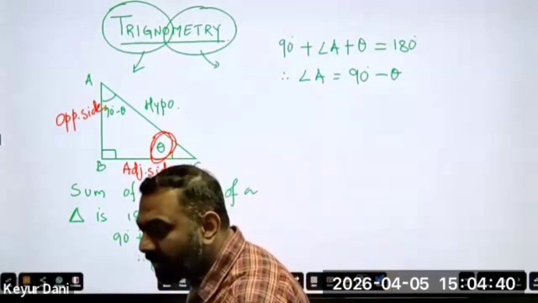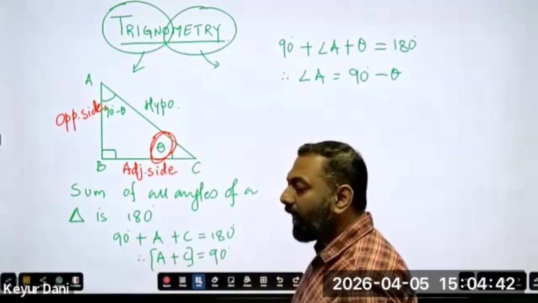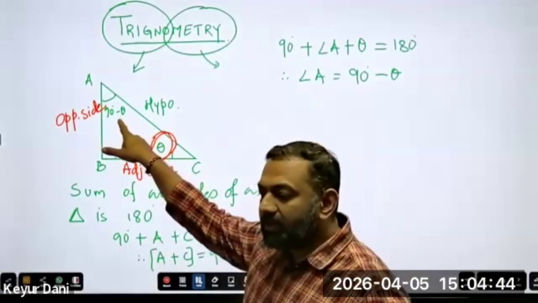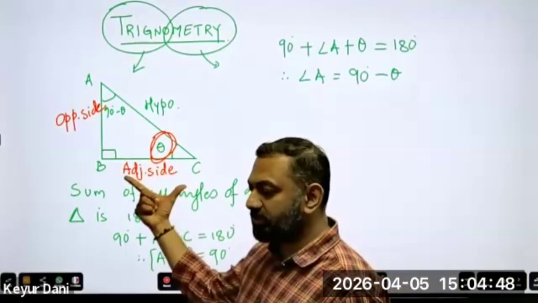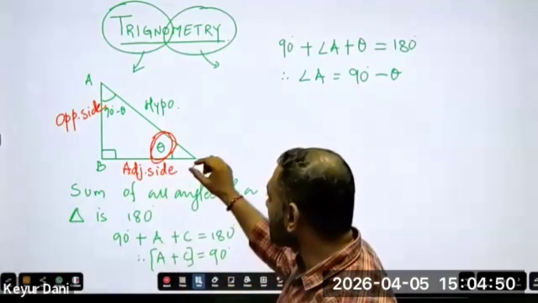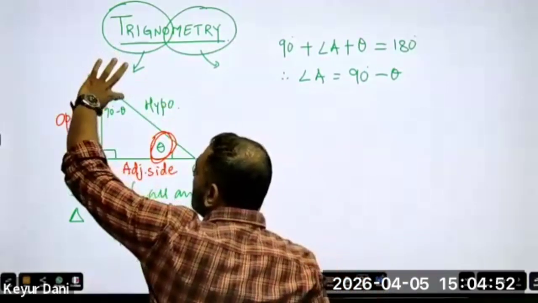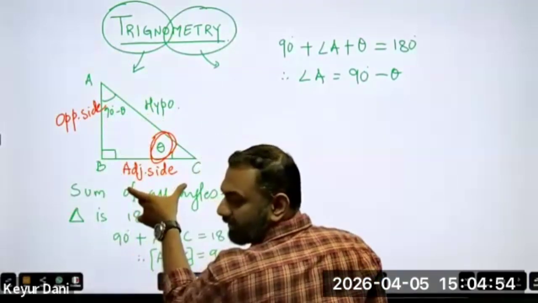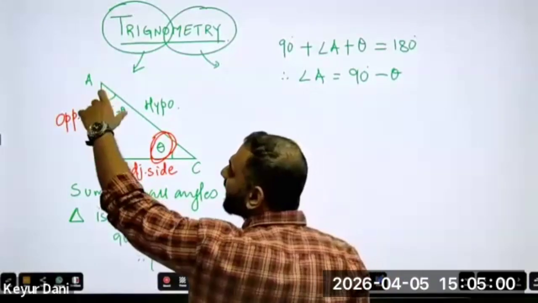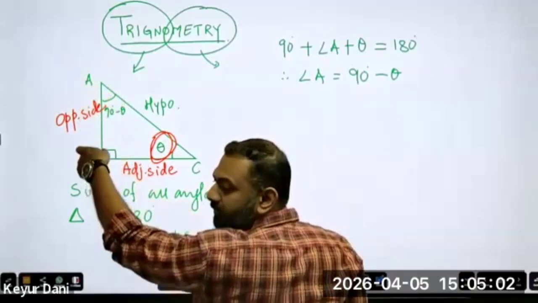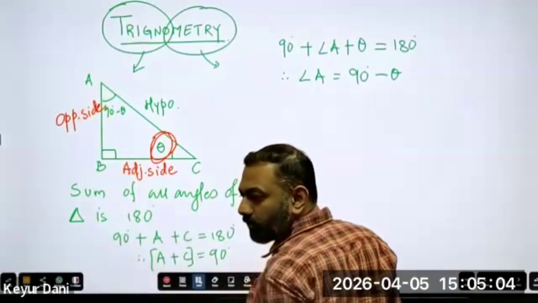If I change the angle, then what will happen? For 90 minus theta, what will be the opposite side? It will be this, because for 90 minus theta, the opposite side will become BC. And the hypotenuse remains the hypotenuse. But the adjacent side for 90 minus theta will be AB. You getting my point? Yeah.